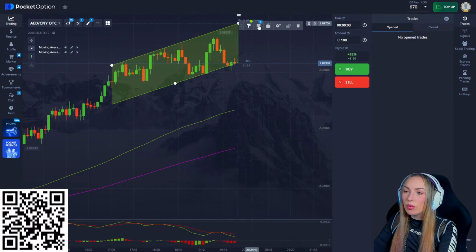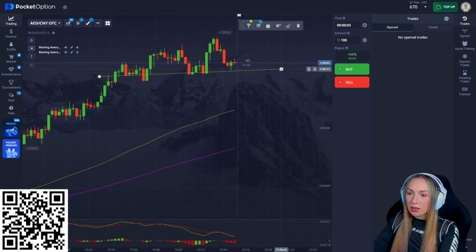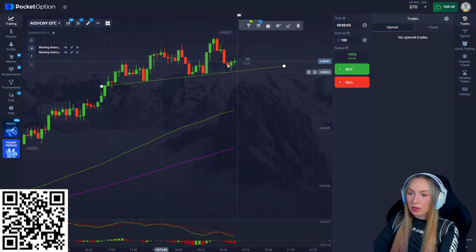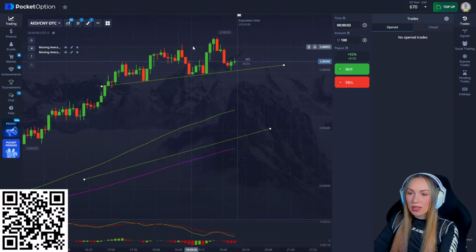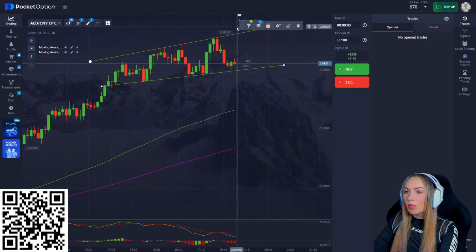But to tell the truth, I would prefer maybe to use here the trend line, because it's not just a parallel channel. This is actually not a parallel channel, because it's not straight, let's say. It's more like that, I would say. Or maybe it's like that. Almost a parallel channel. Close to being a parallel channel.